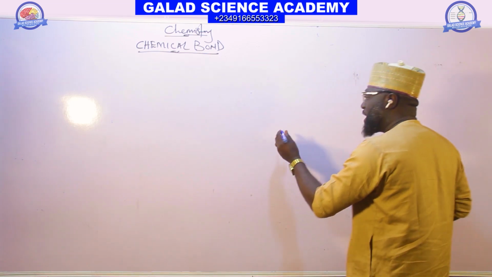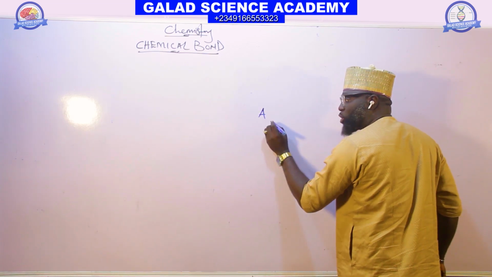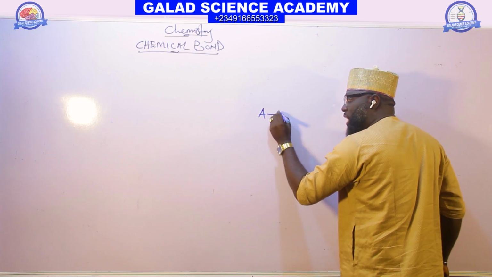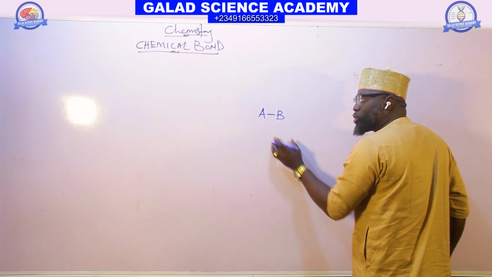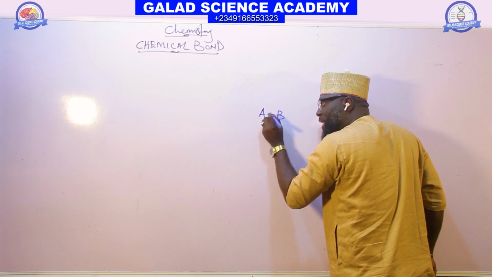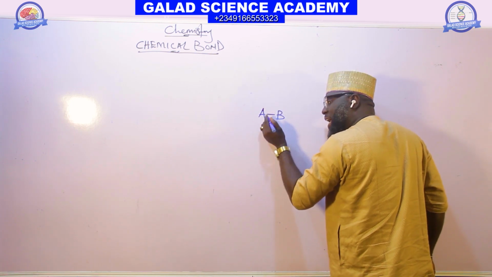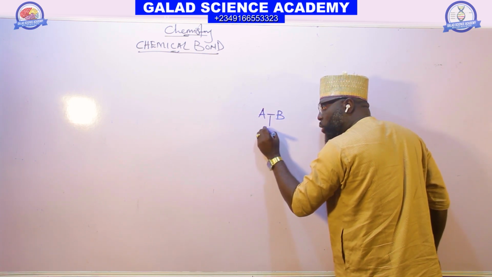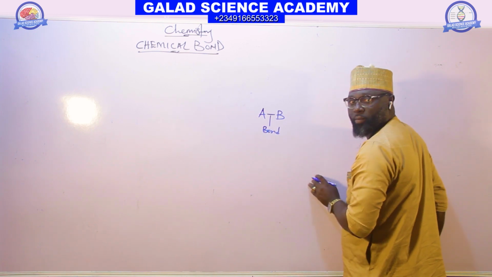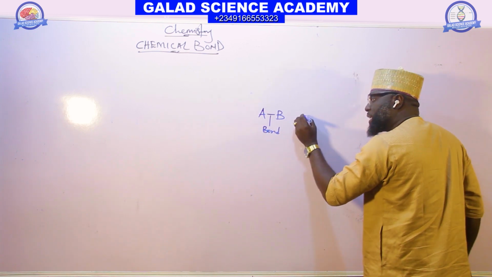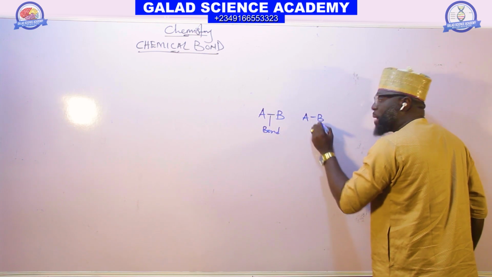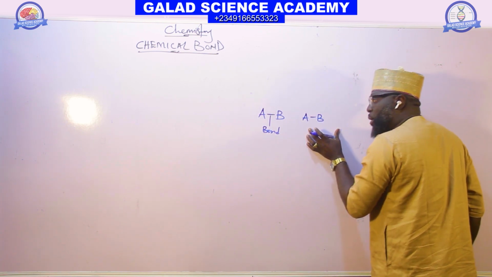If you have atom A, and it adds with another atom B, the bond that exists combining A and B together, this is what we call a chemical bond. But if you have this A and B, they are a molecule.